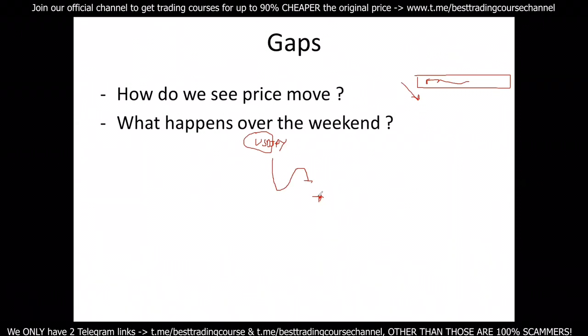Especially when there's Brexit. When you see Brexit news happening in the normal, daily conditions of the market, it moves a lot. So that's why over the weekend, when there is some Brexit news and the market opens back again, you see that huge gap. So that's why gaps happen.